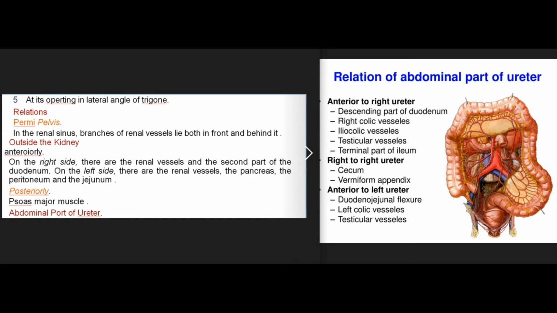Relations of renal pelvis. In the renal sinus, branches of renal vessels lie both in front and behind it. Outside the kidney anteriorly, on the right side, there are the renal vessels and the second part of the duodenum. On the left side, there are the renal vessels, the pancreas, the peritoneum, and the jejunum. Posteriorly, psoas major muscle.